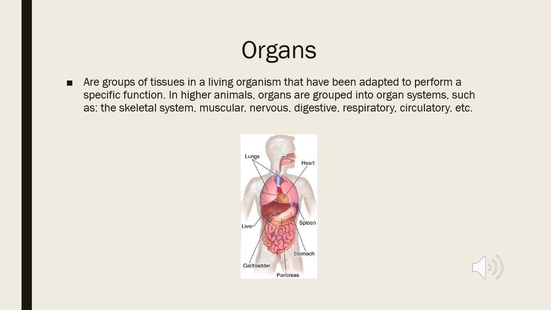Organs are groups of tissues in a living organism that have been adapted to perform a specific function. In higher animals, organs are grouped into organ systems, such as the skeletal system, the muscular system, the nervous system, the digestive system, the respiratory system, the circulatory system, etc.